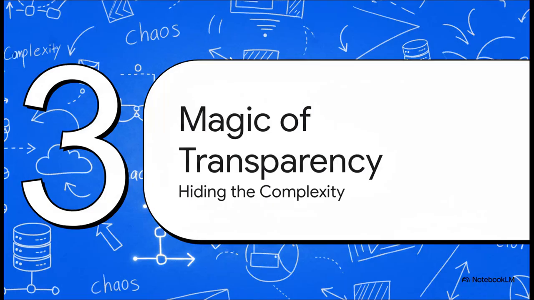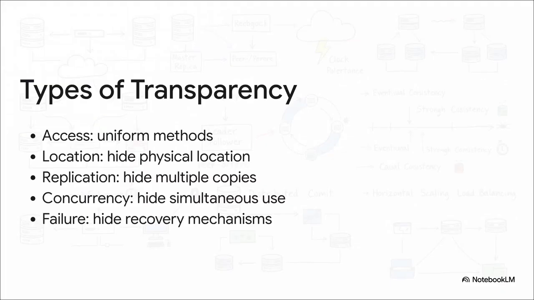Which brings us to Section 3, the magic of transparency, hiding the complexity. Now, distribution transparency is kind of the holy grail for a seamless user experience. The system brilliantly hides all the messy details. It hides uniform access methods. It completely hides the physical location of the servers. I mean, you have no idea if your data is sitting in New York or Tokyo, right?